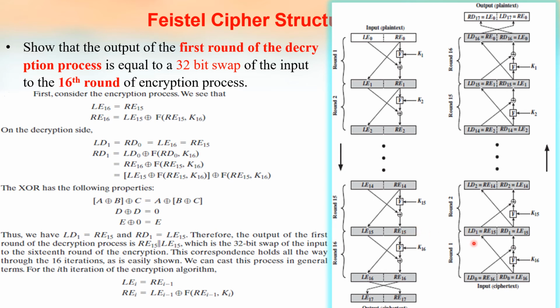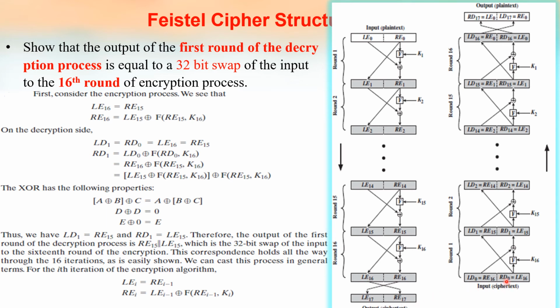In order to prove that, I have to write down LD1. How did I obtain LD1? I have taken it directly from this side, so LD1 equals RD0. Again, what is RD0? This is the ciphertext. How did I obtain the ciphertext? This is the last round output, LE16, RE16, and I have swapped it to get the ciphertext.